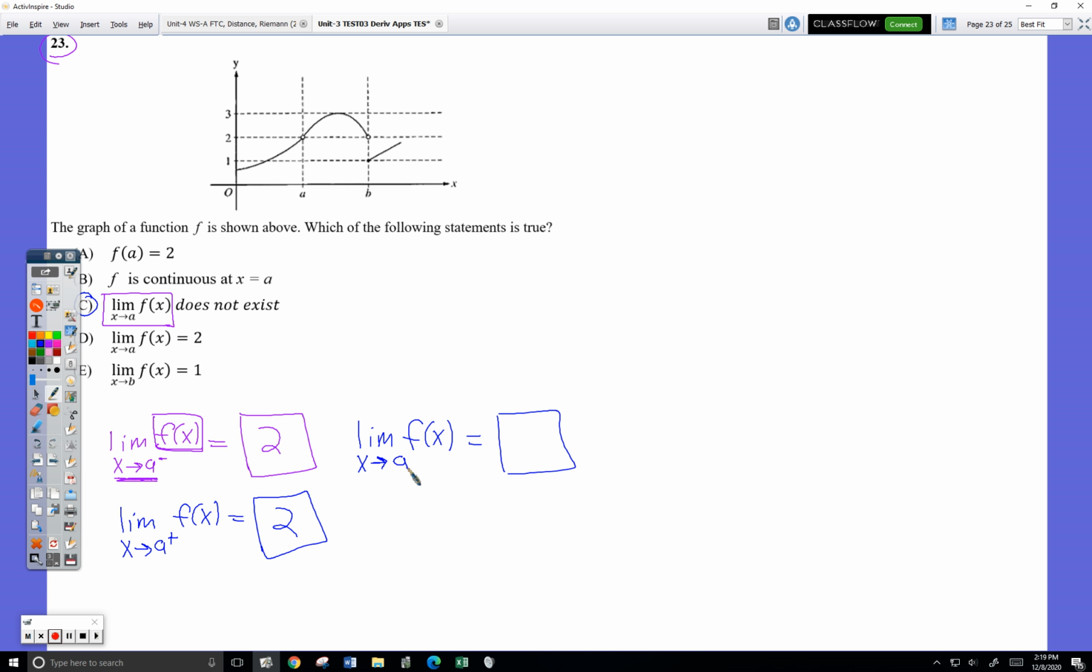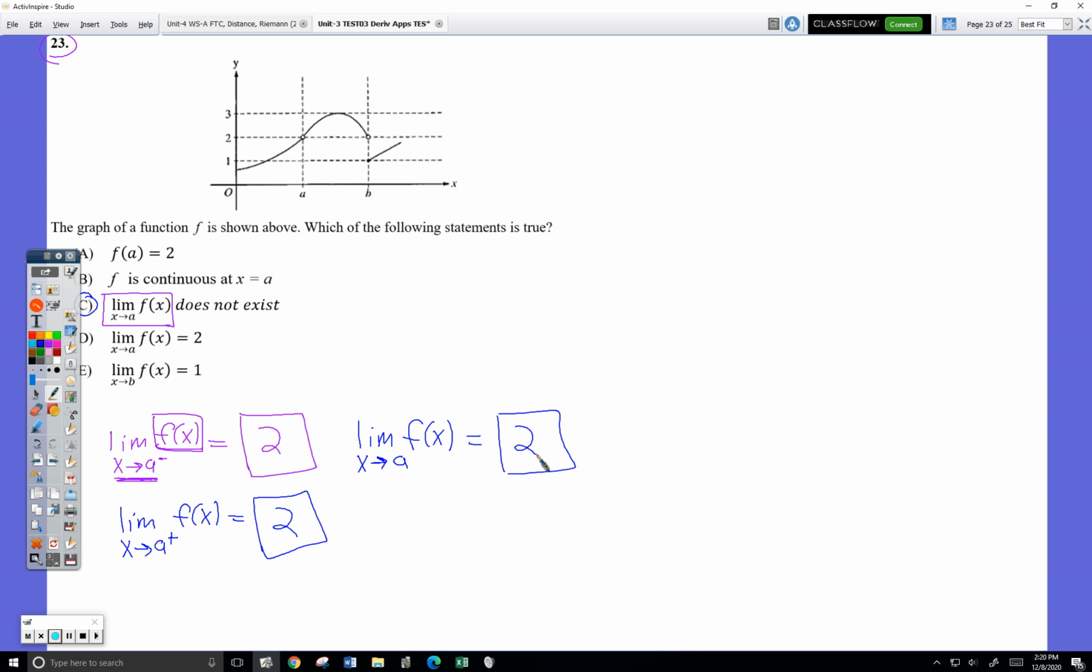Hands up. What goes in the blue box? That's better. Megan. 2. And why? Because that's what a little bit below a and above. And the limit of f of x as x gets closer to a is the same thing as the limit of f of x as x goes to just below a, and the limit of f of x as x goes to just above a. Well done.